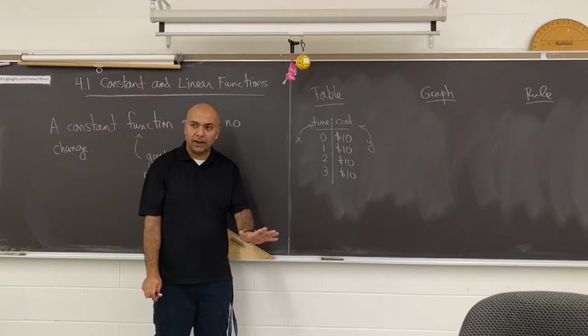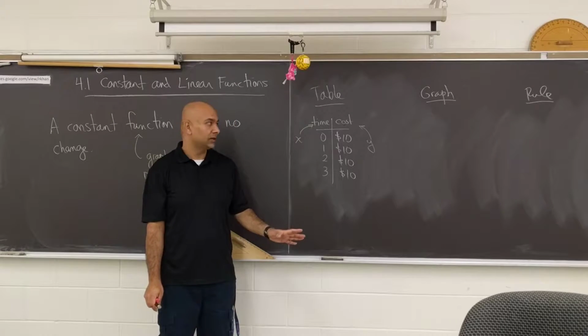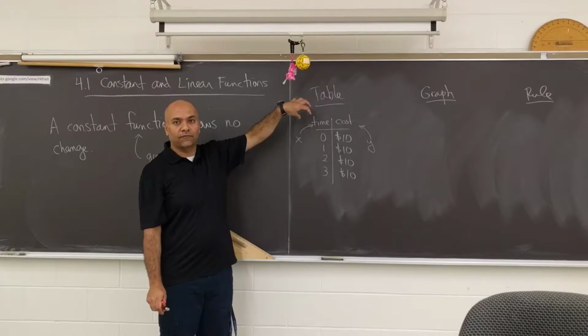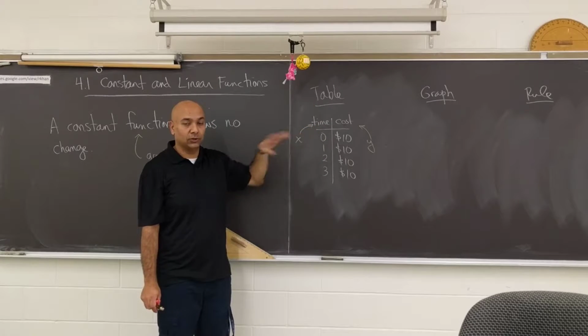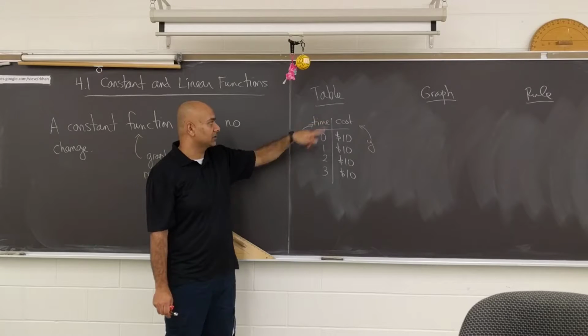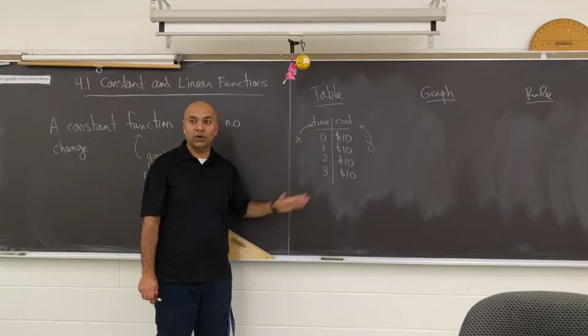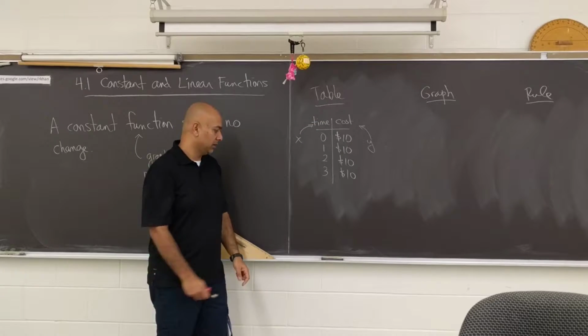Done. All chapter long, for the rest of your lives, if you see a table of values, the first column is going to be your x. Don't even think about it. You can literally just put a little x on top. First column, always x. Second column, always y.